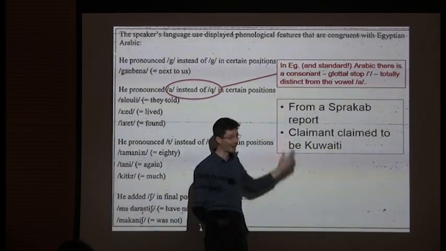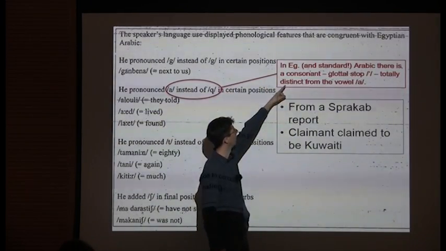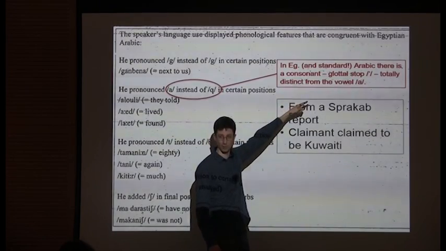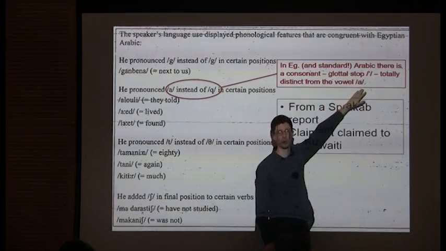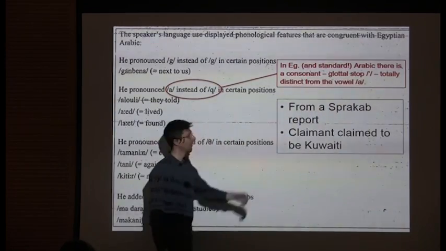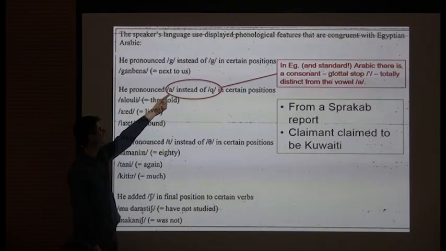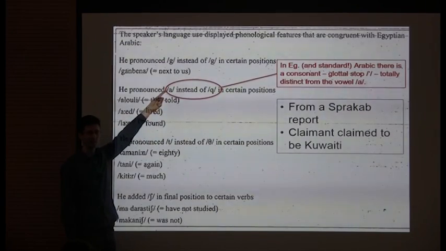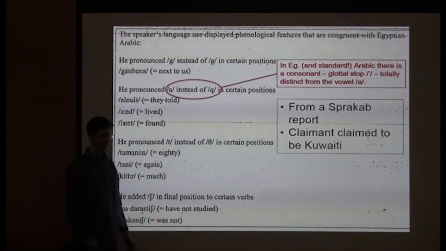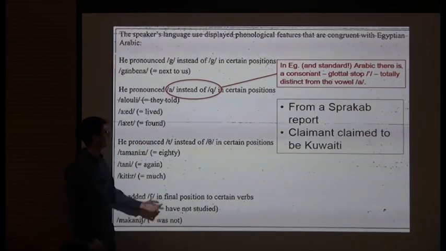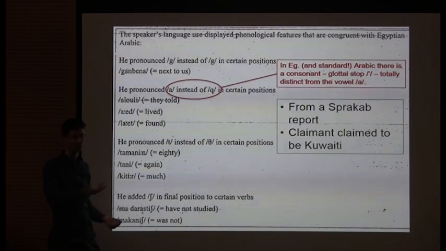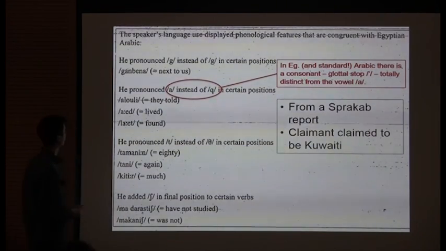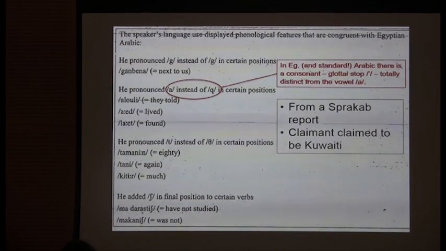In Egyptian Arabic and Standard Arabic, there's a consonant, a glottal stop, which is completely and utterly distinct from the vowel a, okay? So there's no excuse whatsoever for this. I wouldn't accept this in my students, second year students who are just starting to think about these things. So that's not very good.